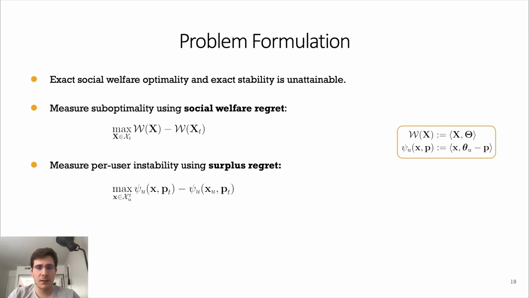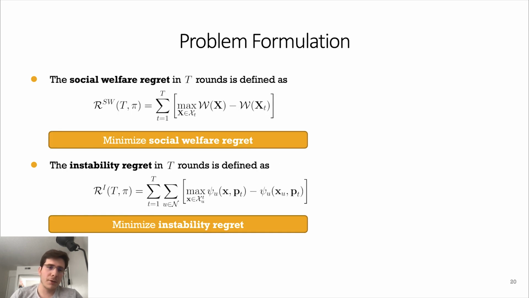We measure suboptimality in terms of social welfare regret. So we subtract the social welfare we obtained, the W of XT, from the maximum social welfare we could have obtained at this round. And to measure per-user instability, we use surplus regret, which we define as the surplus that this user currently obtains, subtracted from the surplus that this user could have obtained from any allocation under the current pricing. So if we were to sum up the social welfare regret from the first round to the last round, we end up with a cumulative metric, which we call social welfare regret. And our goal here is going to be to minimize the social welfare regret.